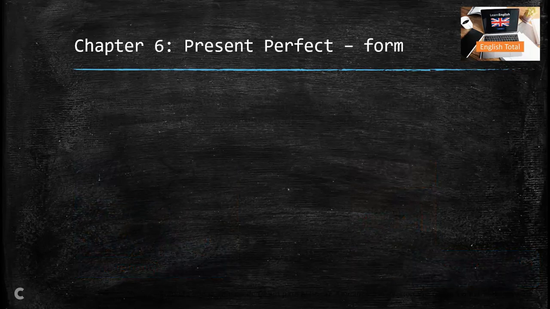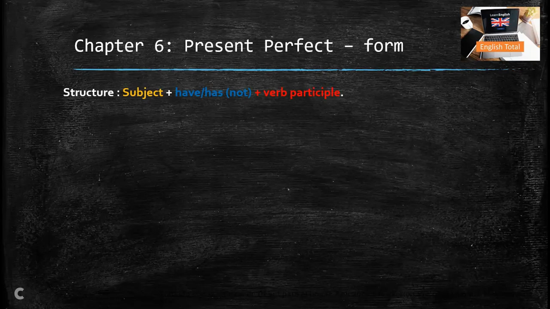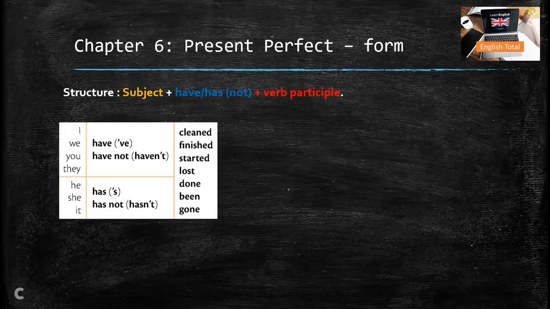As always, let's start by having a look at the basic sentence structure of this verb tense. This is the structure for sentences in present perfect. First, there's the subject, followed by have or has, and then the participle form of a verb. As you can see here, with first-person pronouns and plural pronouns, we use the form have, followed by the participle. However, with third-person pronouns like he or she, we use the verb has, again followed by the participle. Here are a few examples.